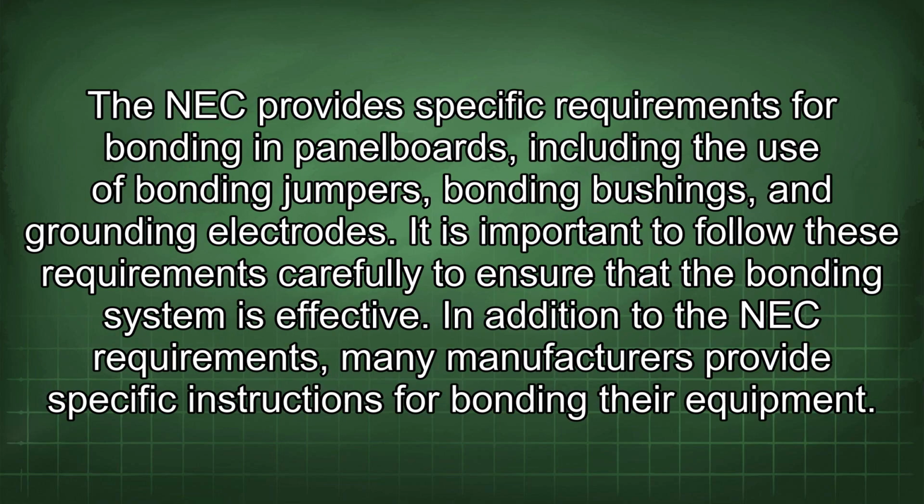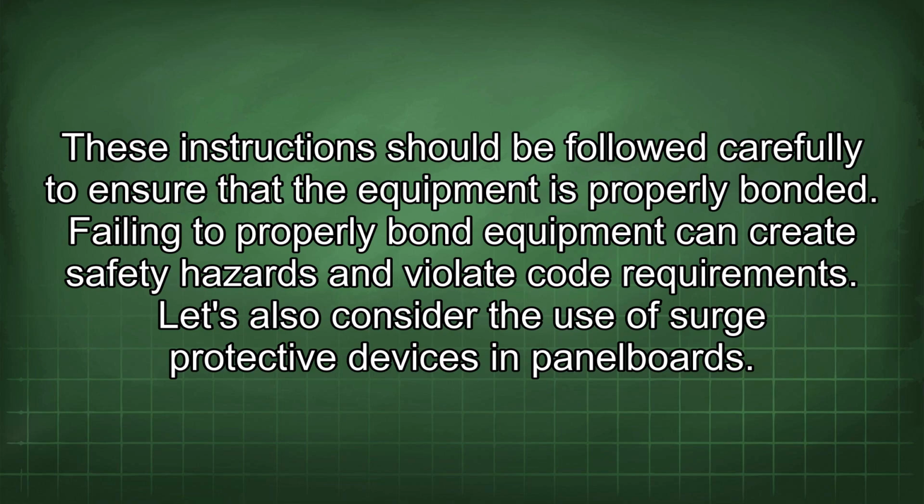The NEC provides specific requirements for bonding in panel boards, including the use of bonding jumpers, bonding bushings, and grounding electrodes. It is important to follow these requirements carefully to ensure that the bonding system is effective. In addition to the NEC requirements, many manufacturers provide specific instructions for bonding their equipment. These instructions should be followed carefully to ensure that the equipment is properly bonded. Failing to properly bond equipment can create safety hazards and violate code requirements.